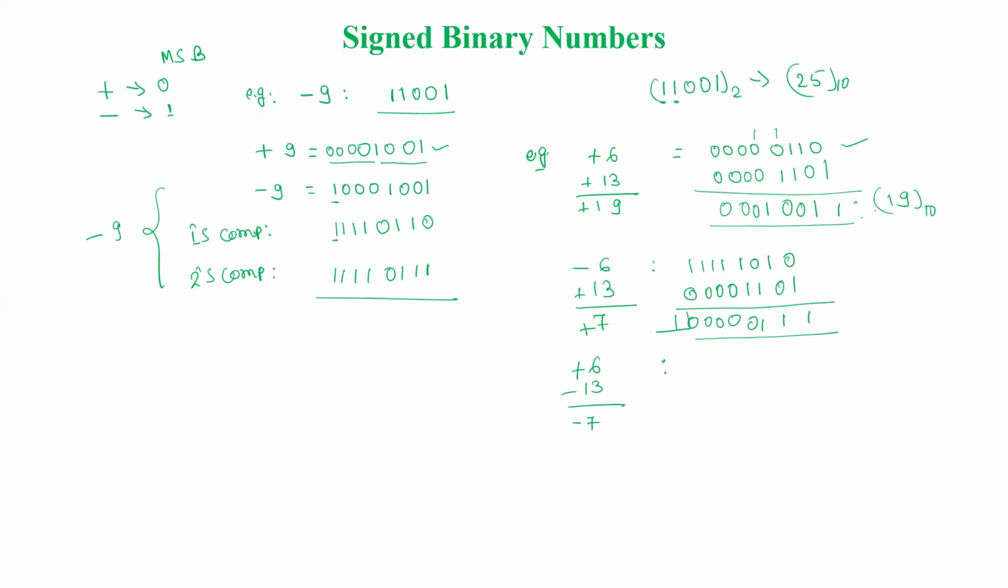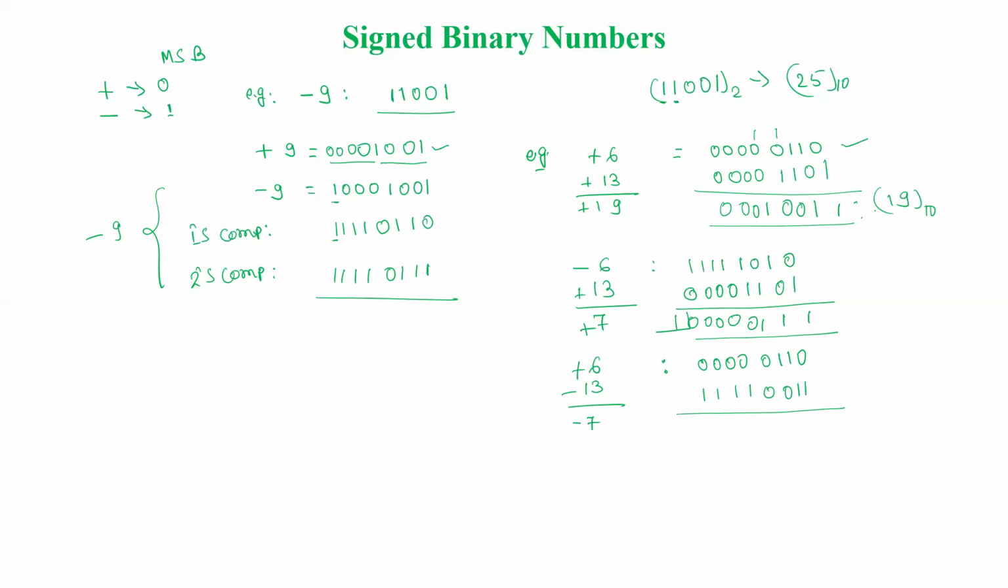So for this 6 we are going to write it as it is, a positive number. Okay, so 0, 1, 1, 0. Minus 13: for plus 13 now we have to take the 2's complement. So I am writing directly here. This is the 2's complement, 0, 0, 1, 1. You know how to find the 2's complement.